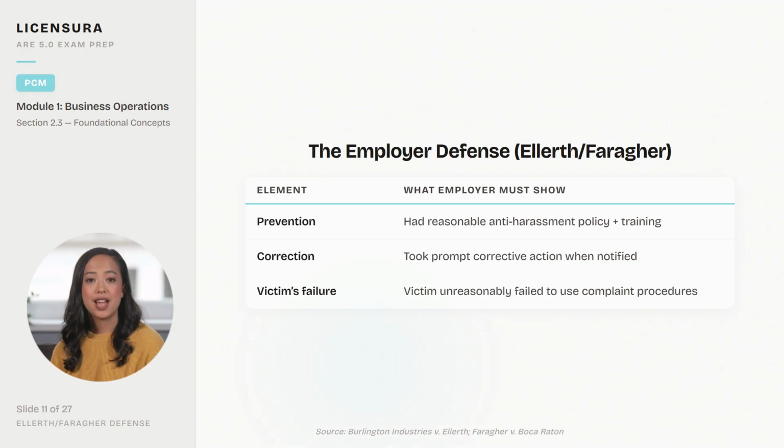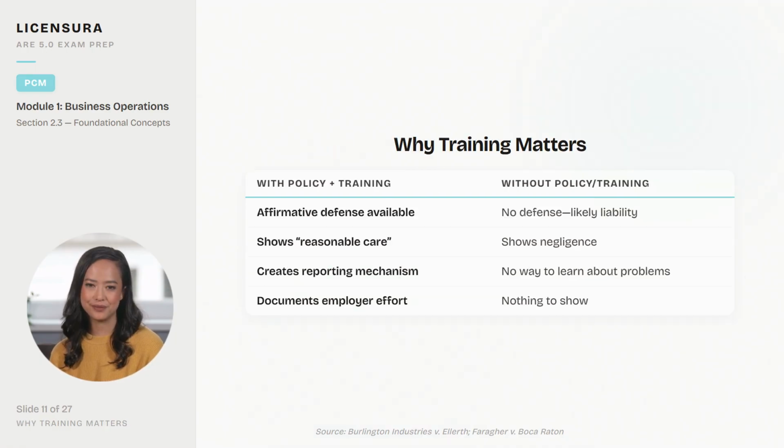You had a reasonable anti-harassment policy and you actually trained people on it. Not just a policy sitting in a drawer, real training. Two. You took prompt corrective action when you learned about an issue. Three. The victim unreasonably failed to use your complaint procedures. If you can show all three, you've got a real defense. If you can't, you're probably liable.